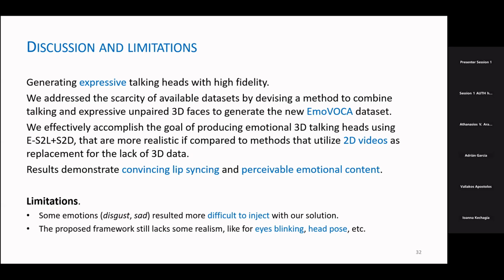And we also observed that for our system it is more difficult to inject some emotions with respect to others. For example, the disgust and sad emotions are more difficult than others, probably because they are more subtle, less pronounced, and so the associated movements are smaller, and for this reason it is probably more difficult to make them evident in the resulting face.